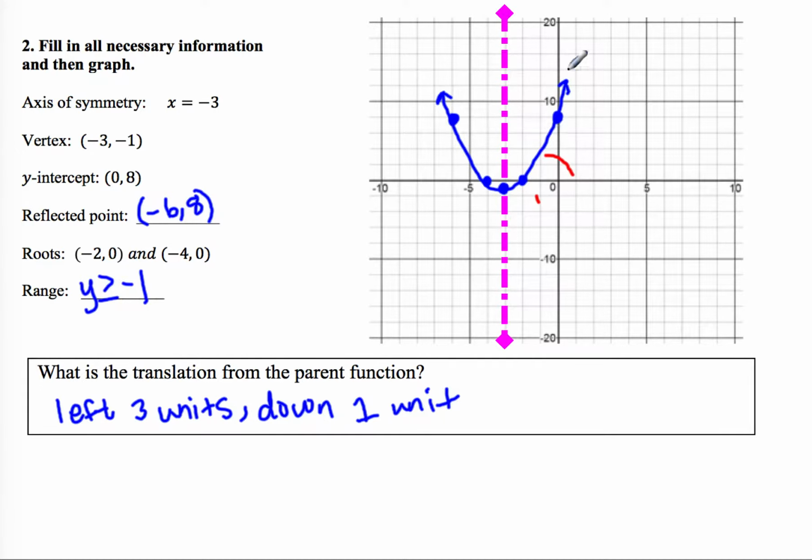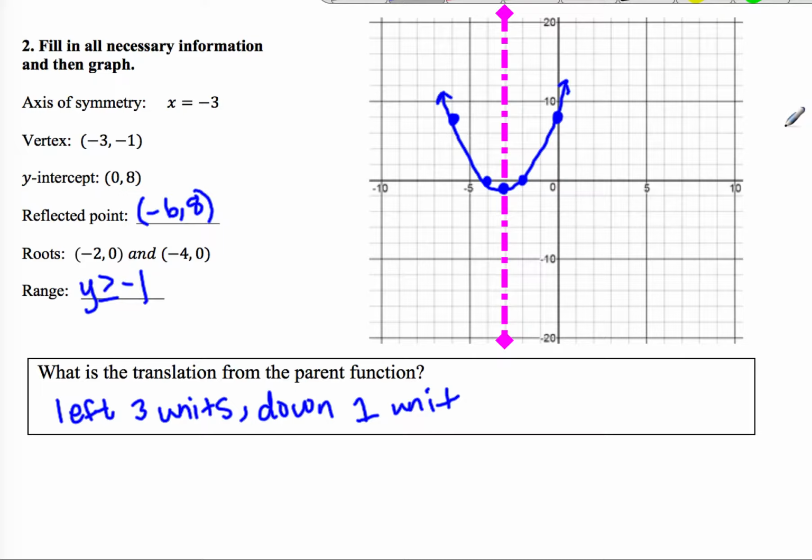Paying attention to the interval of your y-axis is by intervals of 2. Then we have a y-intercept at 0, 8, reflective point at -6, 8. Our roots are x-intercepts at -4 and -2. And our range is y is greater than or equal to -1. We moved left 3 units and down 1 unit.